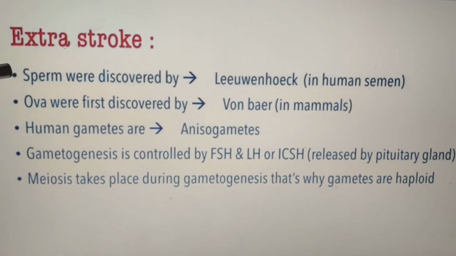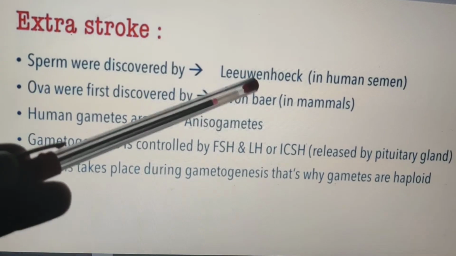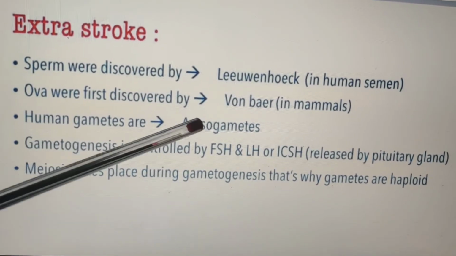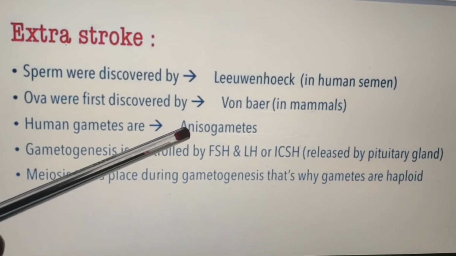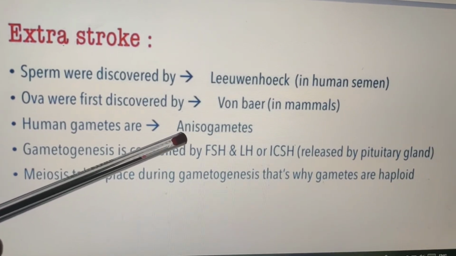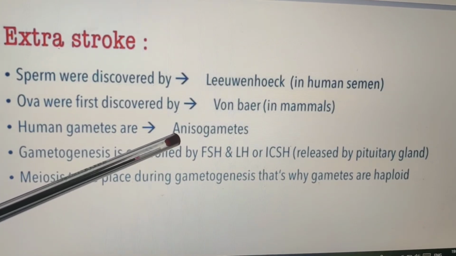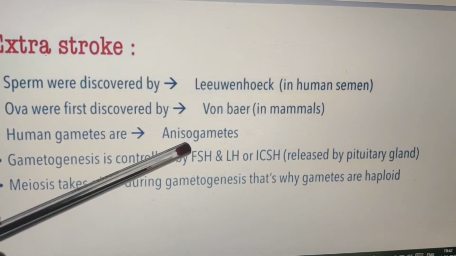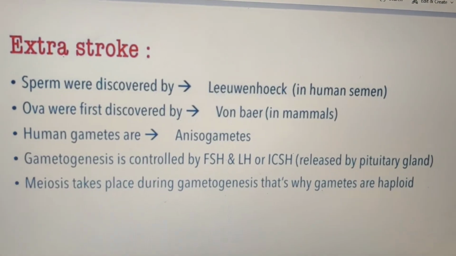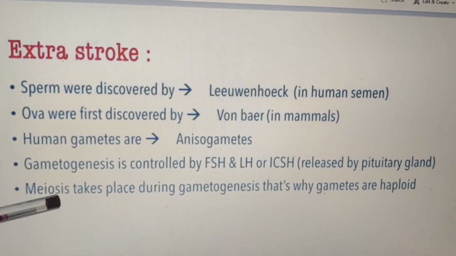Sperms were discovered by Leeuwenhoek. Ova were discovered by Von Baer. Human gametes are anisogametes, meaning they are different in appearance. Male gametes can move, they have a tail, and the female gamete cannot. This gametogenesis we will start after the female reproductive system.